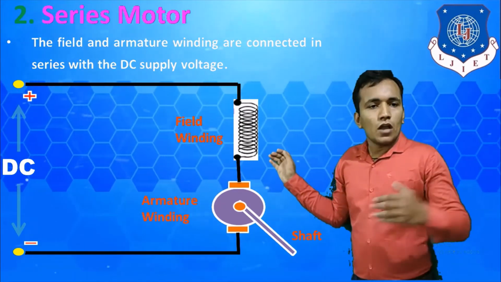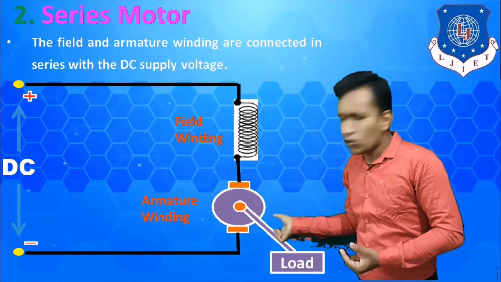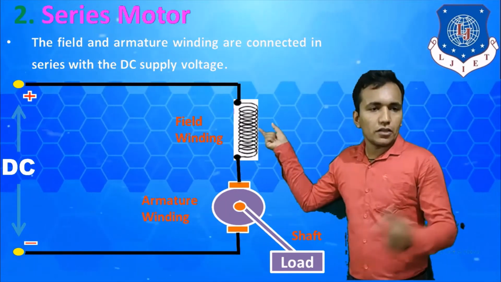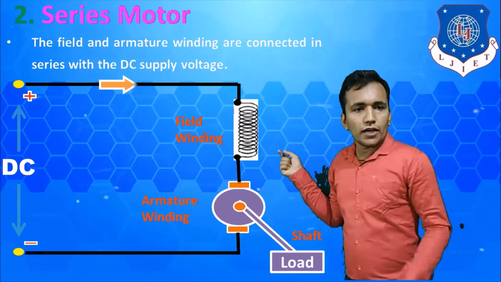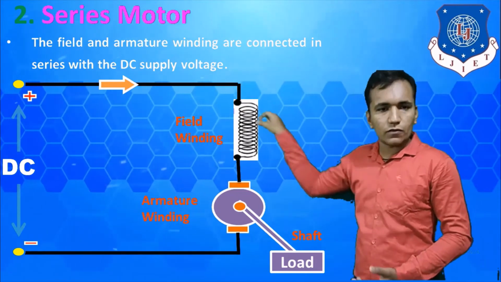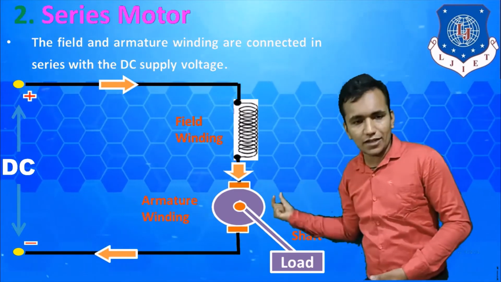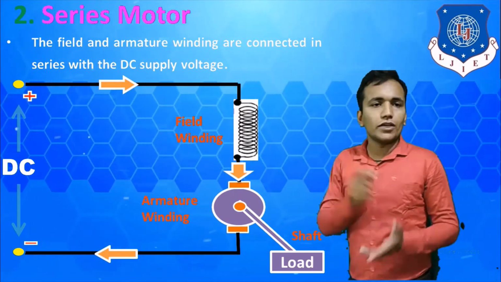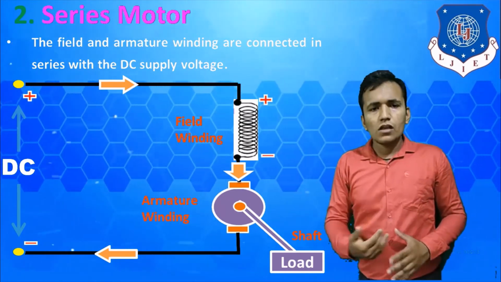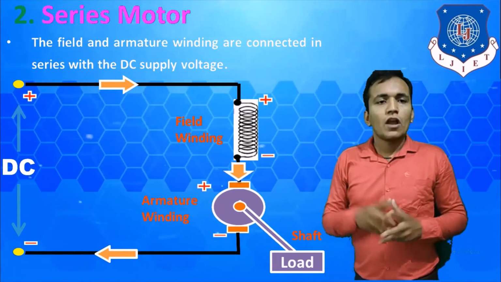At the center of the armature a shaft is connected, and at the end of the shaft a load is also connected. Now if we see the current in this circuit, the current flow shown by the arrow goes first through the field winding and then the armature winding. Here the connection is in series, so the current is the same. You can also see the polarity, plus and minus, across the field winding and armature winding.